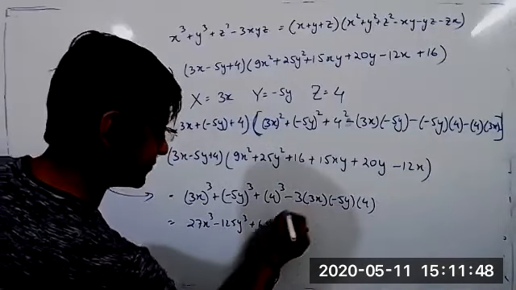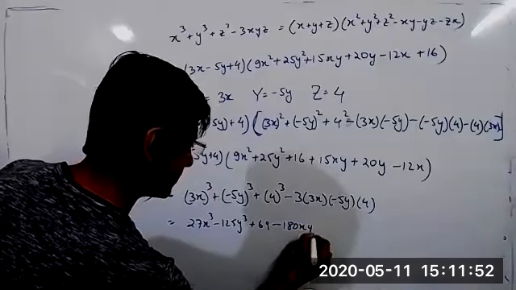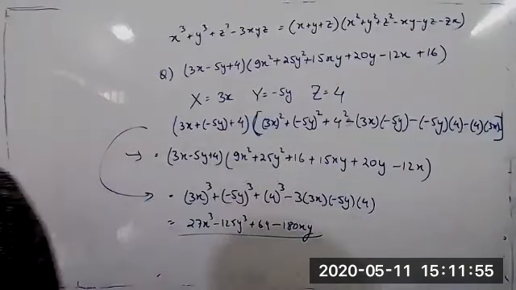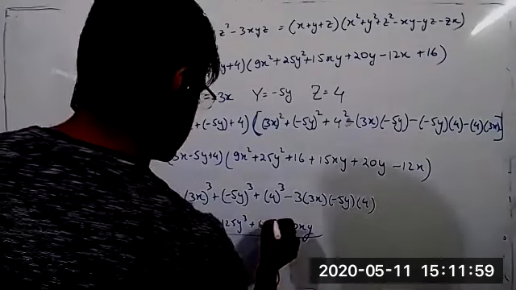5 fours are 20, 180. This is the answer. Sir, it's plus. Sorry, plus.